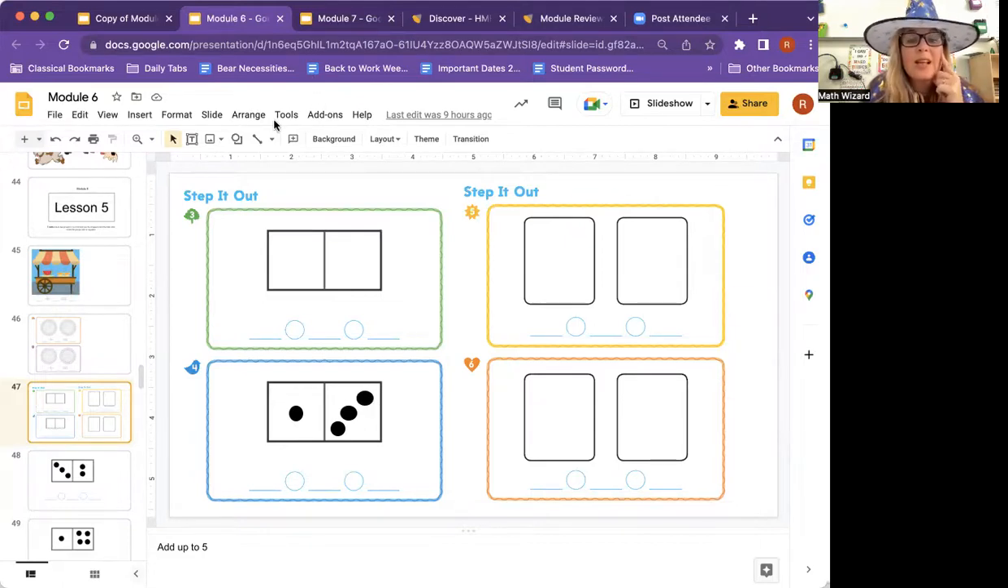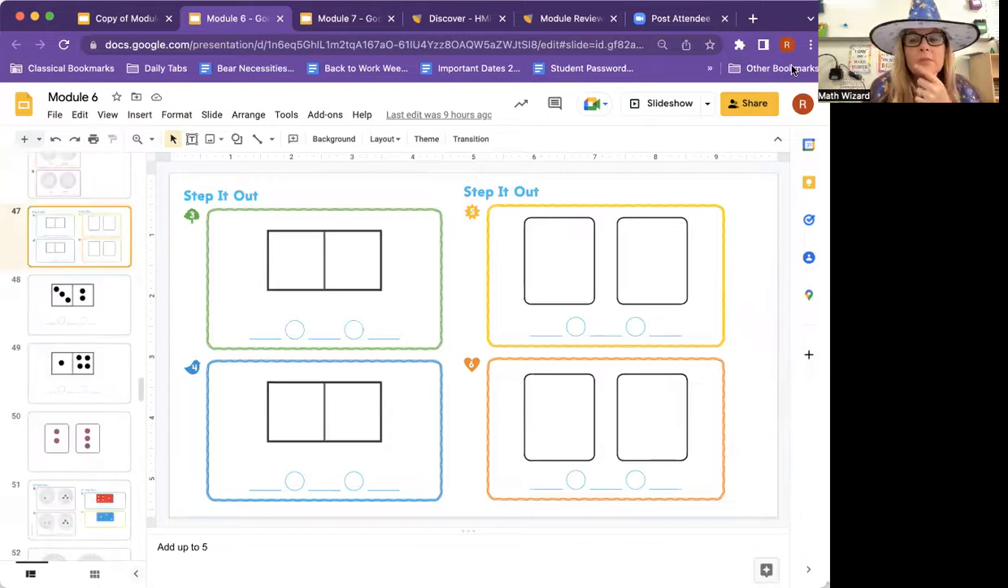So how would you write that now? How many are on this side? Plus how many are on this side? Equals how many total? All right, pause this while you do that. Okay, number 5. Are you ready?